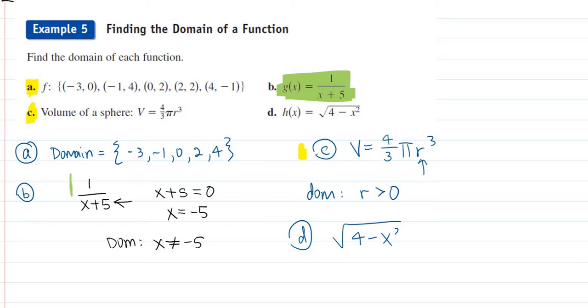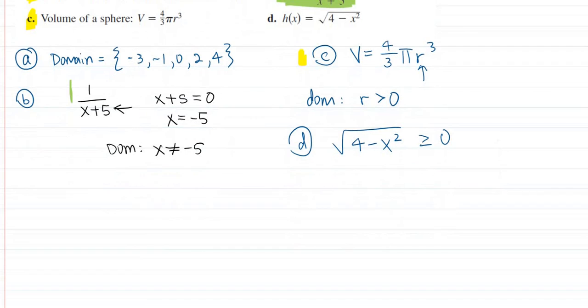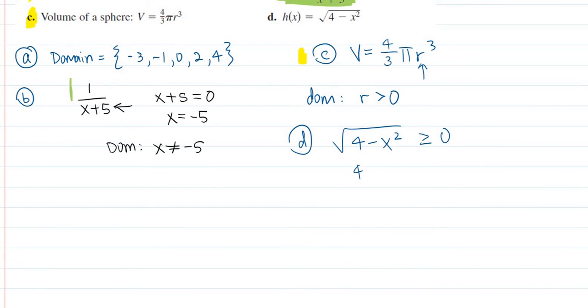What do we know about square roots? Well, they're only defined when they are greater than or equal to 0. So we take that expression and we make it greater than or equal to 0, and then we're going to solve. So square both sides: 4 minus x squared, greater than or equal to 0. We're going to subtract 4 to the other side: negative x squared, greater than or equal to negative 4.